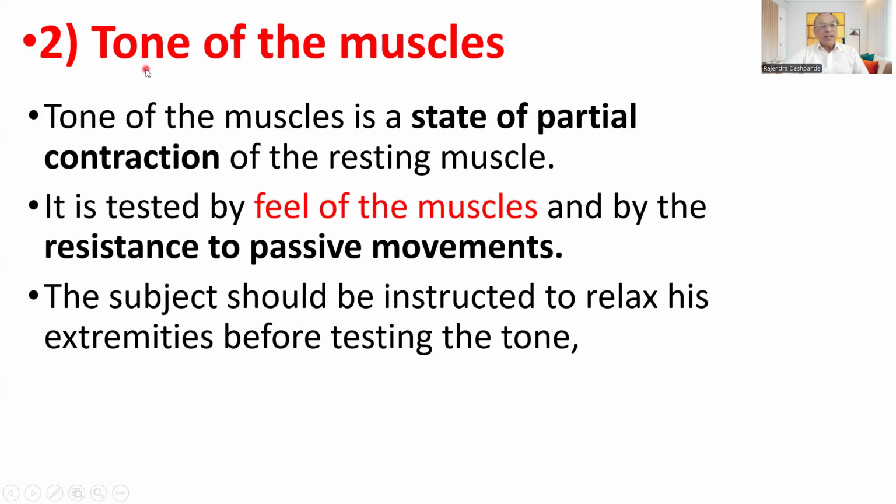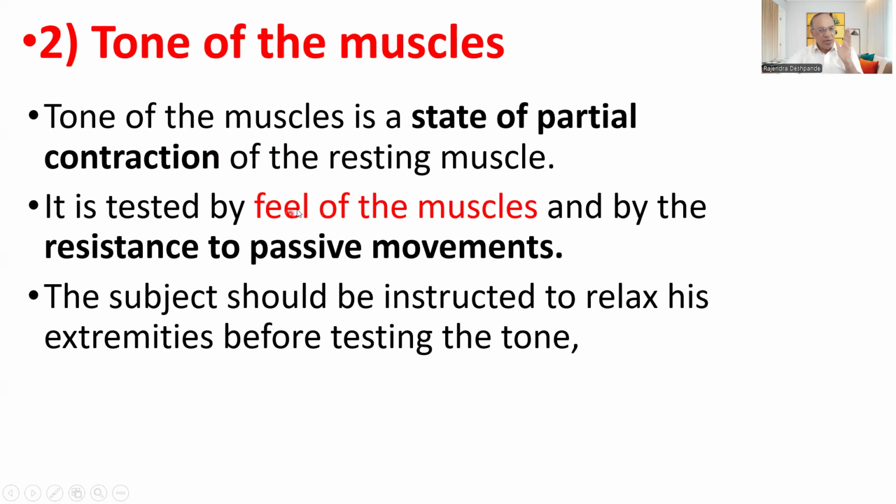Okay. Next examination is tone of the muscle. What is the tone of the muscle? This is a common question in the viva, in the oral. So tone of the muscle is a state of partial contraction of the resting muscle. Partial state of contraction. And it is examined by the feel of the muscle and by resistance to the passive movements. So first definition, tone of the muscle, state of partial contraction.